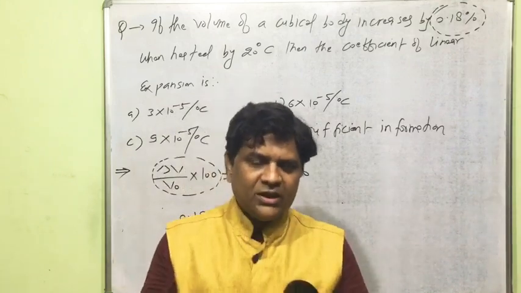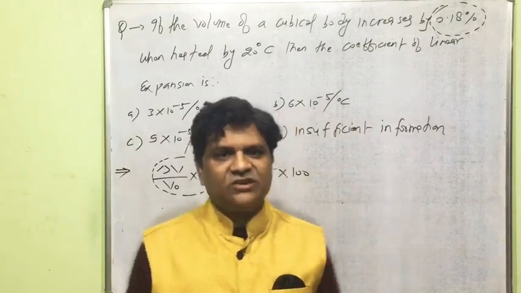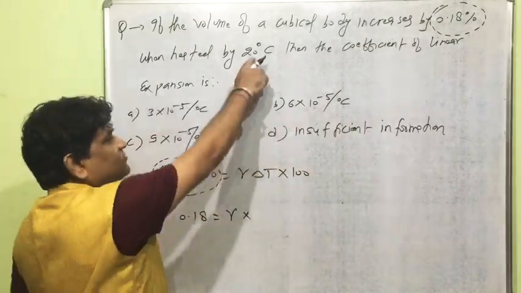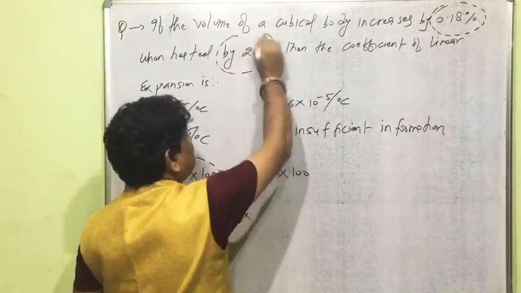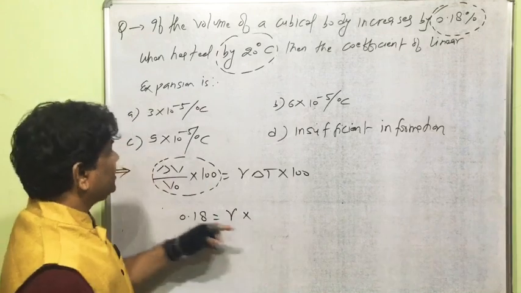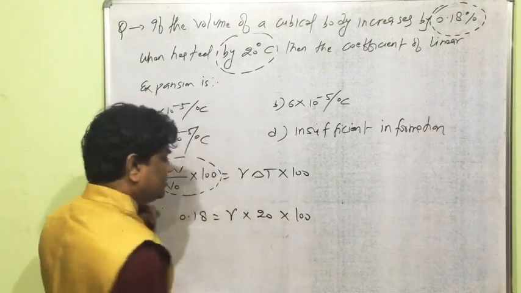So no doubt, the final temperature is not given. What is given? Change in temperature. Its value is 20 degrees Celsius. So delta T is given as 20 degrees Celsius. This value we can put here. It is 20 degrees Celsius into 100 into 100.